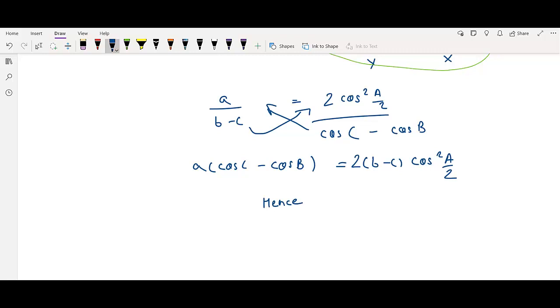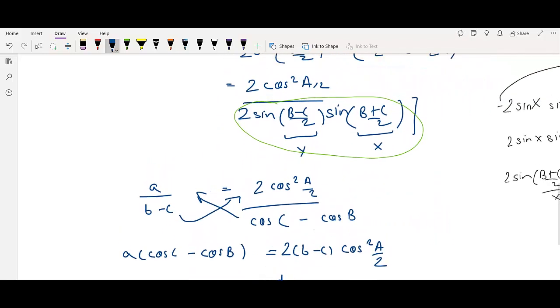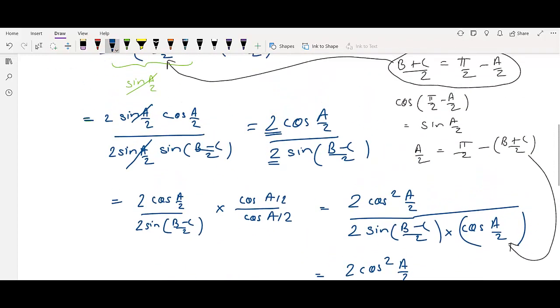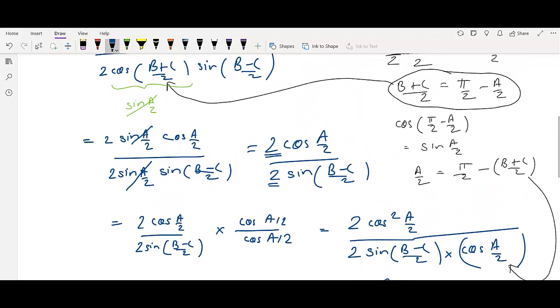Hence proved. Okay, this is my short way of solving this question, even though it doesn't seem like it's short. If you do it by yourself, you will eventually be able to solve this question in a few steps. That's all.